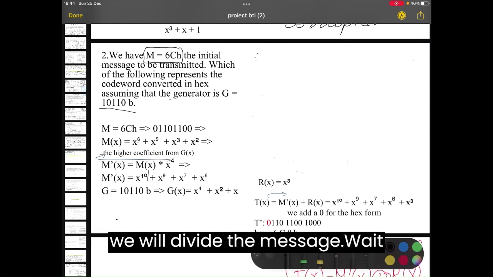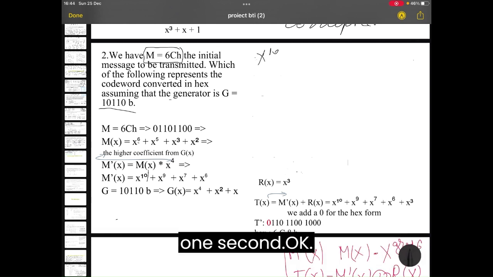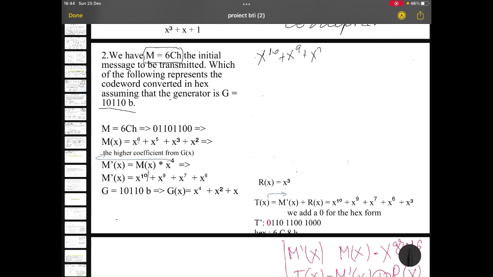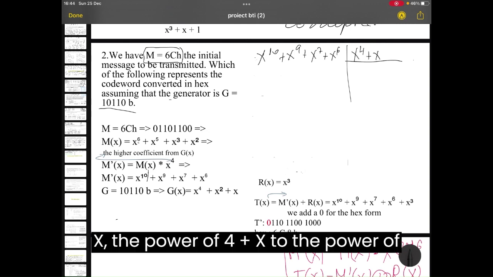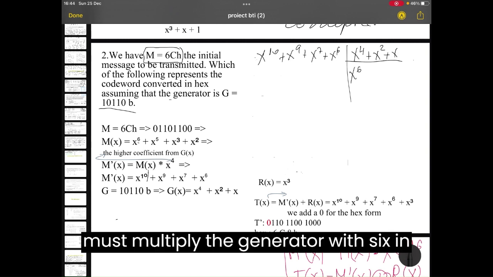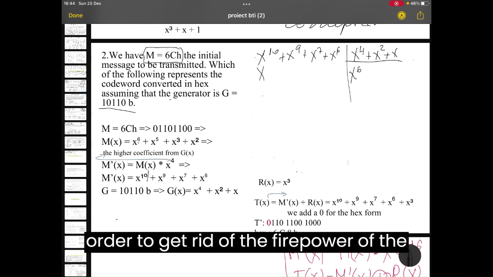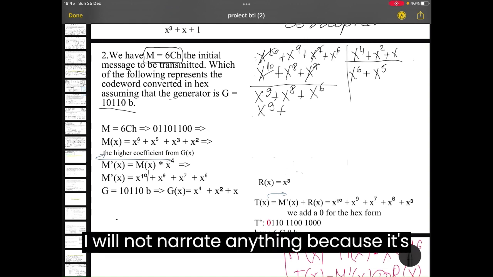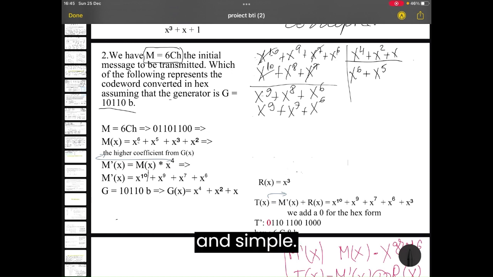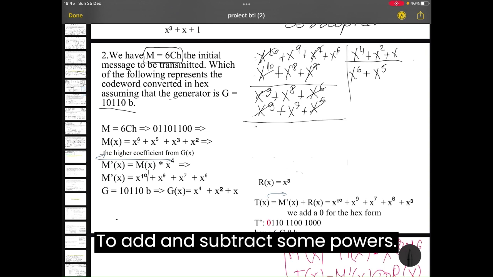And we will have the following division. We will divide the message by the generator, x to the power of 4 plus x to the power of 2 plus x. So, for the first time, we must multiply the generator with x to the power of 6 in order to get rid of the highest power of the message. Once again, x to the power of 2. And we will be doing this repeatedly. I will not narrate anything because it's quite boring and simple to add and subtract some powers.